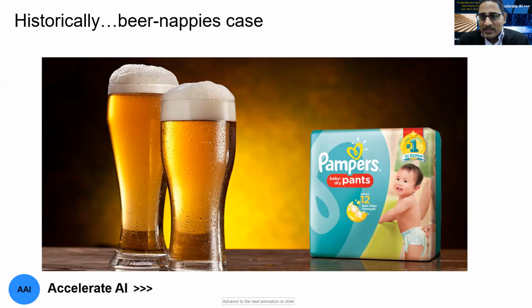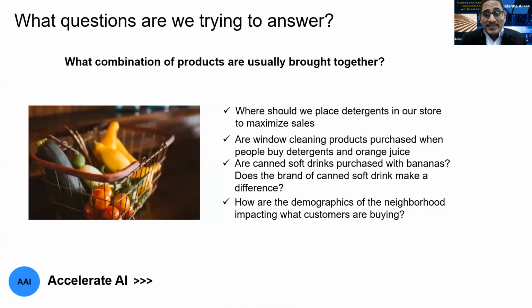And that's where the market basket analysis, as an example, comes in. So what questions are we trying to answer as part of this? We try to look into what combination of products are usually bought together. Some examples: where should we place the detergents in our store to maximize the sales? Are window cleaning products purchased when people buy detergents and orange juice? If we get that kind of analysis, then we can take action accordingly. Store managers and store owners can act on it appropriately.